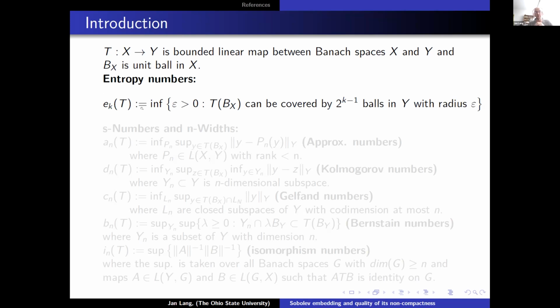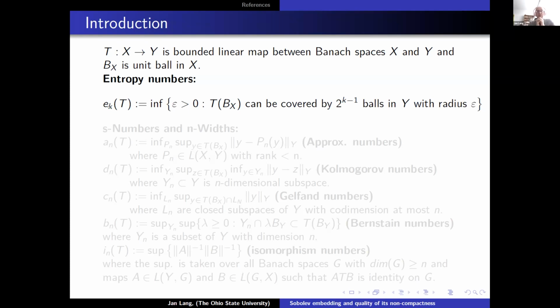Entropy numbers are quantities defined in the following way. You take the image of the unit ball under your map T. You get some object in your target space Y. That object is, of course, a bounded and convex set. Now our task is to try to cover the image of the unit ball by a number of balls. I would like to find the smallest possible radius which guarantees that I am covering the image of the unit ball by 2^(k-1) balls. This quantity is called the k-th entropy number. One thing is obvious: if the embedding T is compact, then with covering by more and more balls, the radius needed for covering the image of the unit ball will decrease to 0.